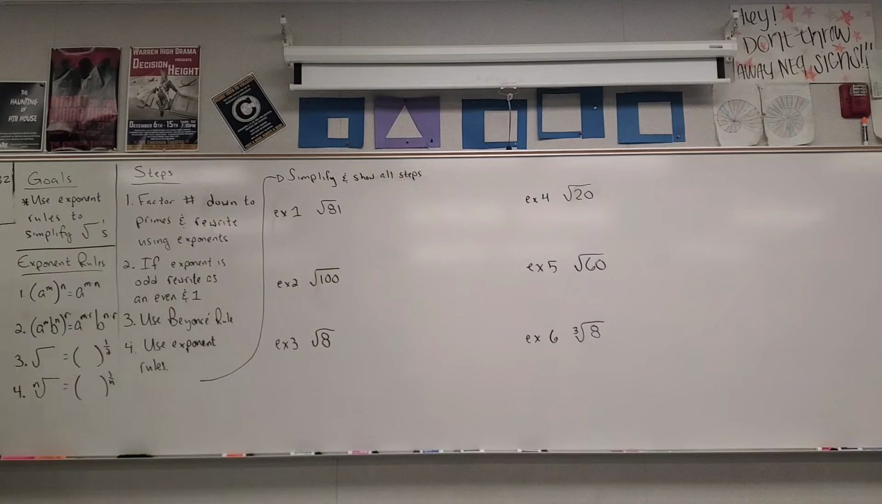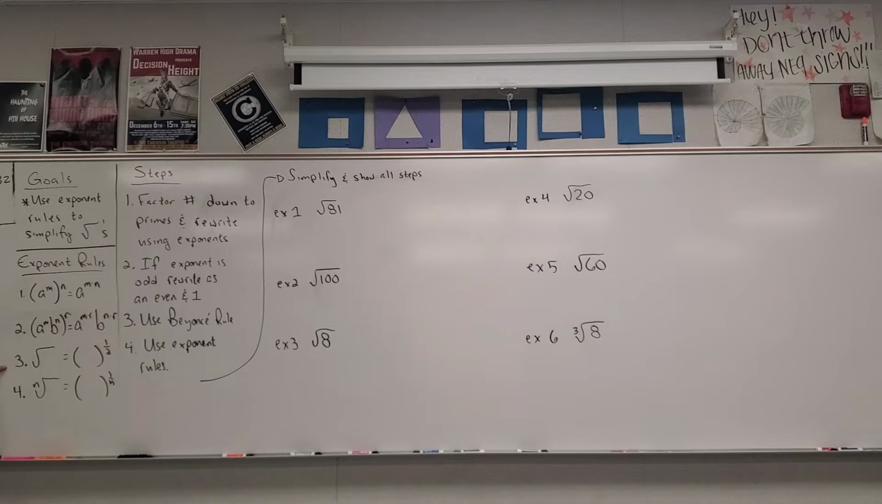Our first and only goal is to use exponent rules to simplify radicals. Now let's quickly review the exponent rules that we're going to need to simplify radicals. Our first rule is a to the power m raised to the power n, and what that means is we're going to multiply exponents. The second rule is (a to the power m times b to the power n) raised to the power r, which means that we're going to distribute this exponent to both exponents and get a to the power m times r times b to the power n times r.